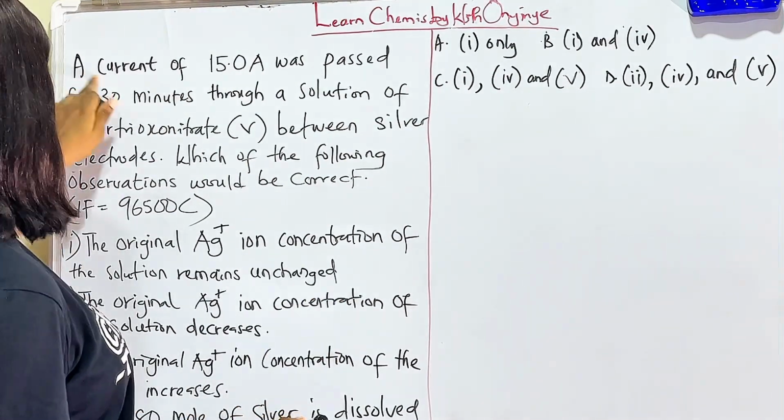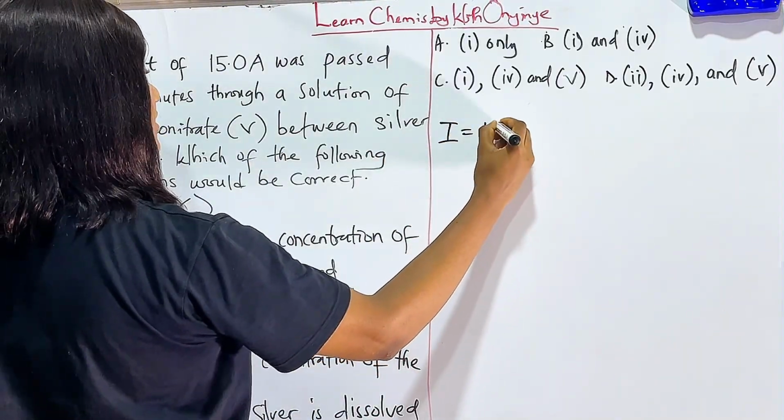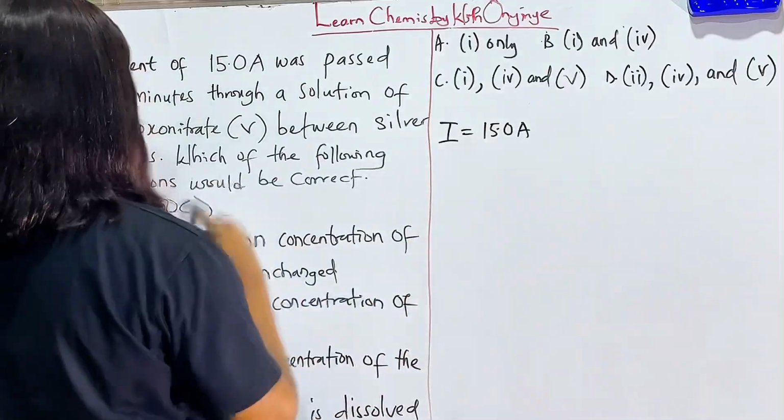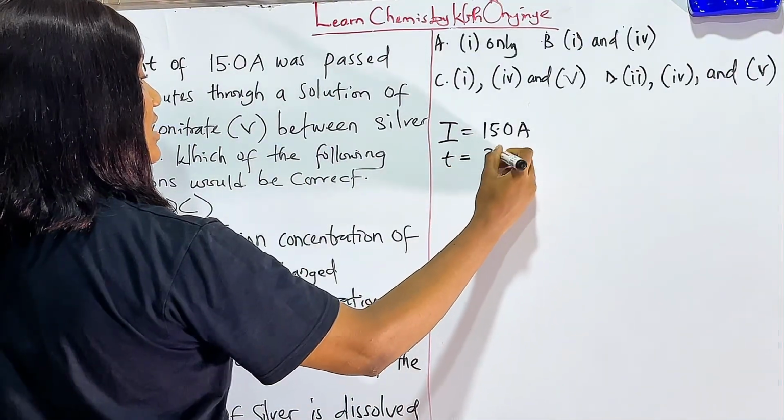So the first parameter we have here is a current. And this current, we represent with I, 15.0 ampere, was passed for 30 minutes. So we have time, T, 30 minutes.